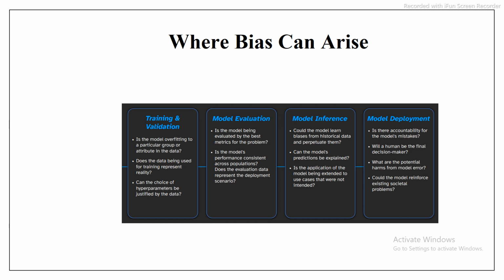Can the choice of hyperparameters be justified by the data? For example, if you are using logistic regression or support vector machine, the hyperparameter is typically C, the value of C, and the gamma.